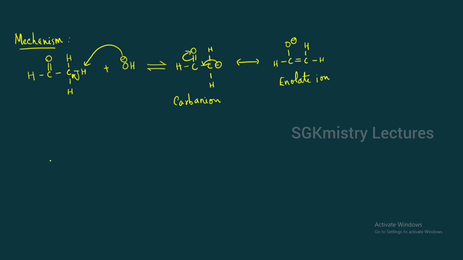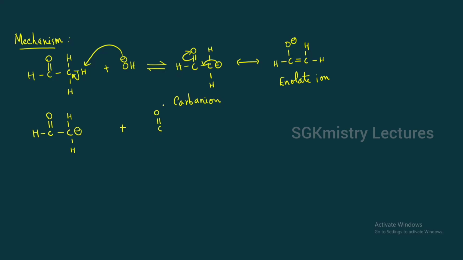So next, coming on to the next step. So what is going to happen? Now let us take this carbanion. So H, C double bond O. Here there is H and H and there is a minus charge. Now this attacks one more acetaldehyde molecule that we are going to take.